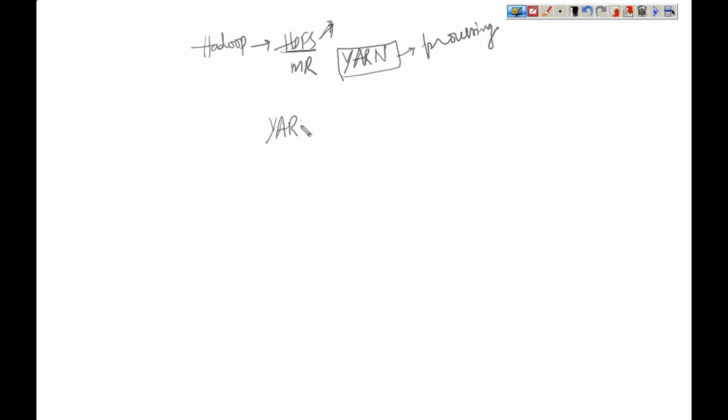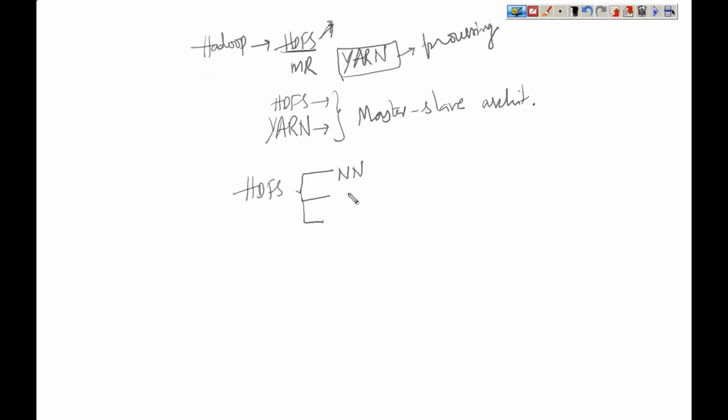Both HDFS and YARN are master-slave architectures. In HDFS, there are three daemons mainly: name node, data node, and secondary name node. These three are the daemons which are used for creating a cluster of HDFS. Name node is a master process, and secondary name node is also one more master process, and data node is the slave process: master, master, and slave.